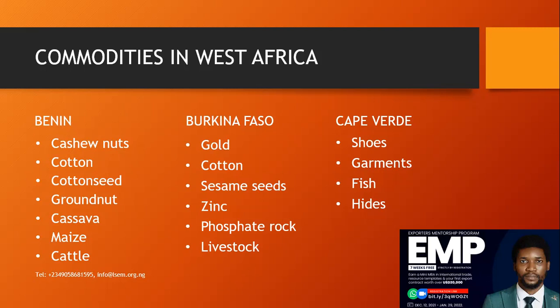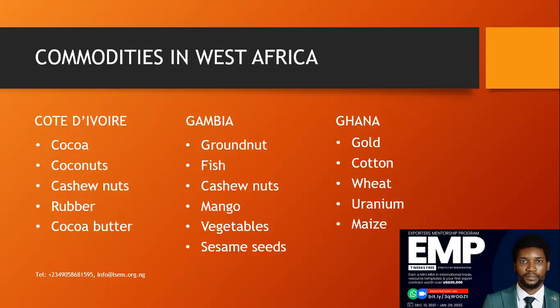So this just reinforces the history we've always read that Africa, West Africa, Nigeria is blessed with a lot of raw material, a lot of resources, a lot of commodities, that if our export is well managed, if our international trade segments, that part of our industries, are well managed, well cultivated by our leaders or our government, our economy is going to be number one in the world. So for Cote d'Ivoire, we have cocoa, we have coconuts, there's cashew nuts, there's rubber, and there's cocoa butter.